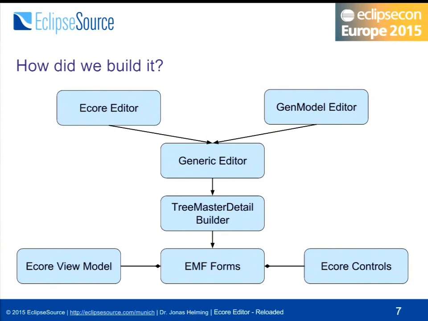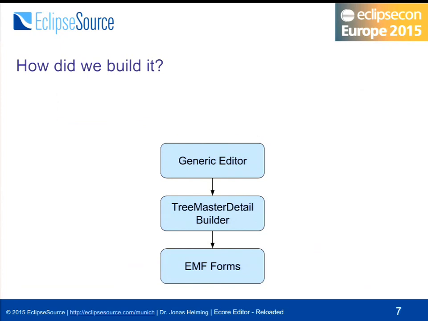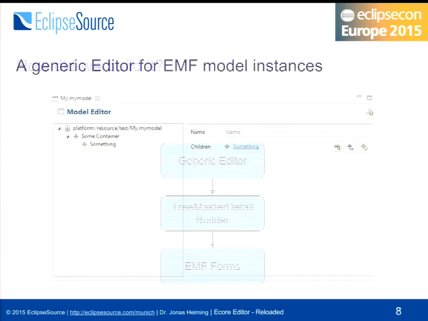Now, if we look at this architecture, the good thing about it is if we take this away, and this away, and this away, like this, there are three elements which can still be used, and they can be used with any kind of EMF model. They are not specific to Ecore, and you can reuse them, so they are part of the framework. And let me actually show you a demonstration of that.